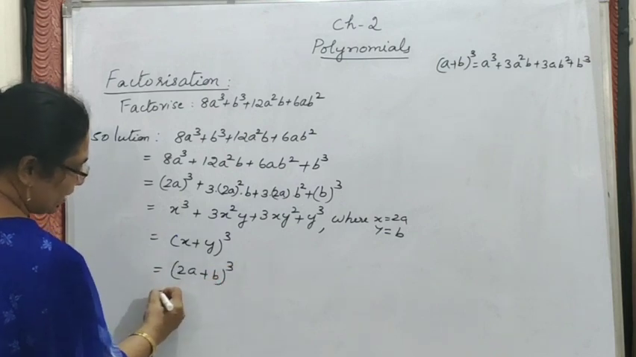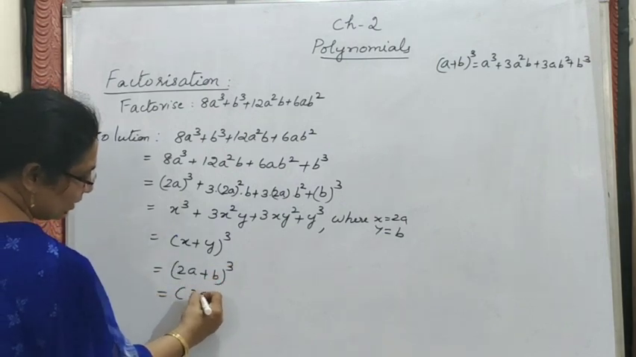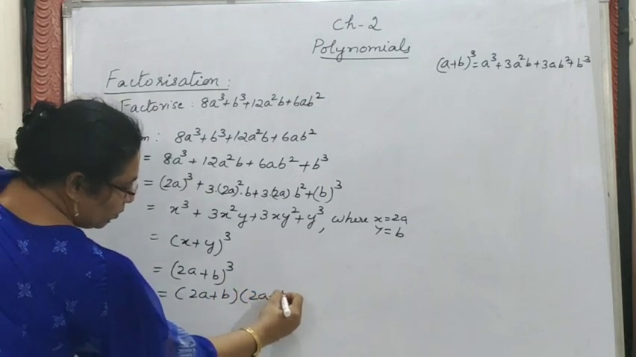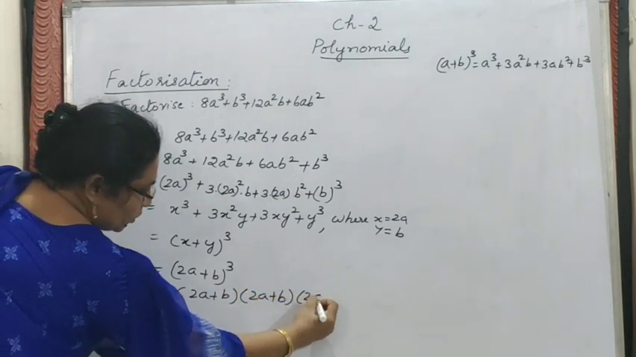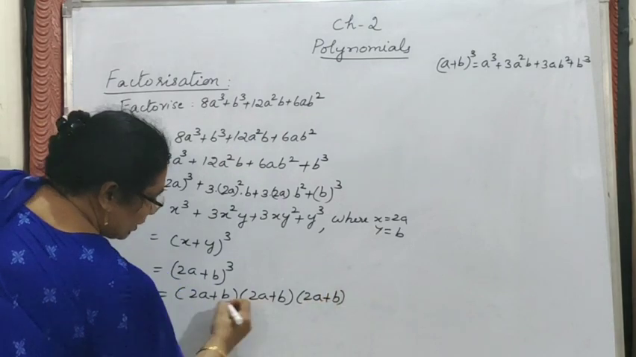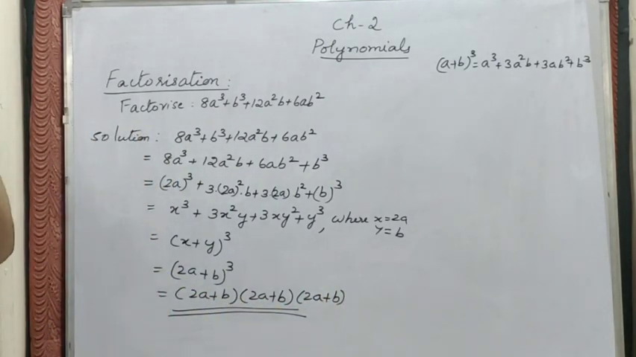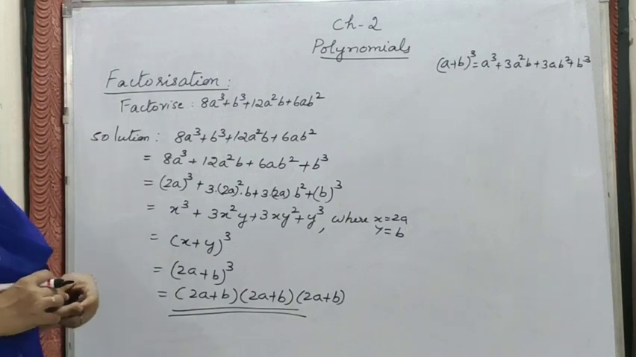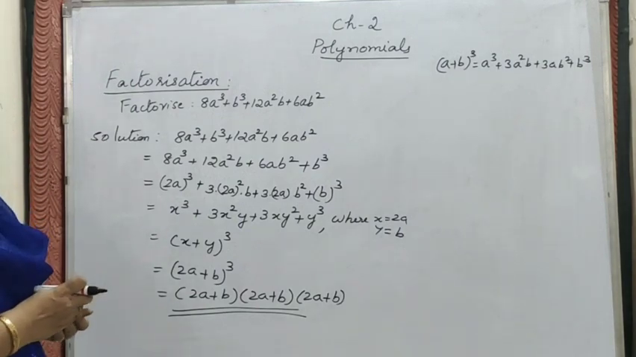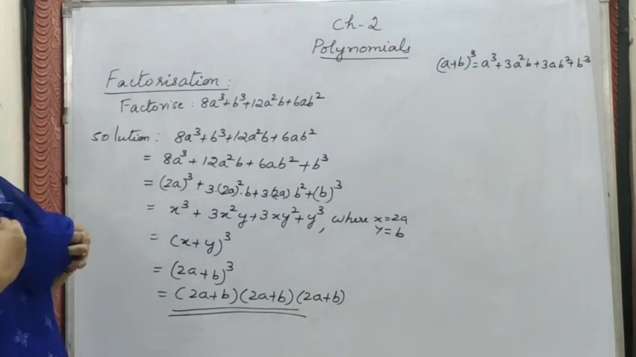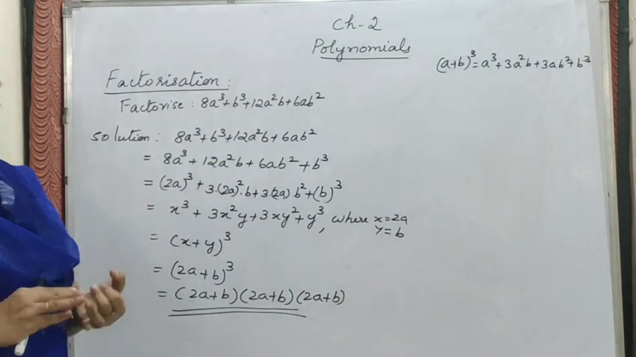Since it is a factorization, I have told last class that highest power we cannot use. (2a + b) to be written 3 times. So (2a + b)(2a + b)(2a + b). Right? So this is the first question. I'll repeat once again. 8a³ + b³ + 12a²b + 6ab². The first point is that we are having 4 terms.